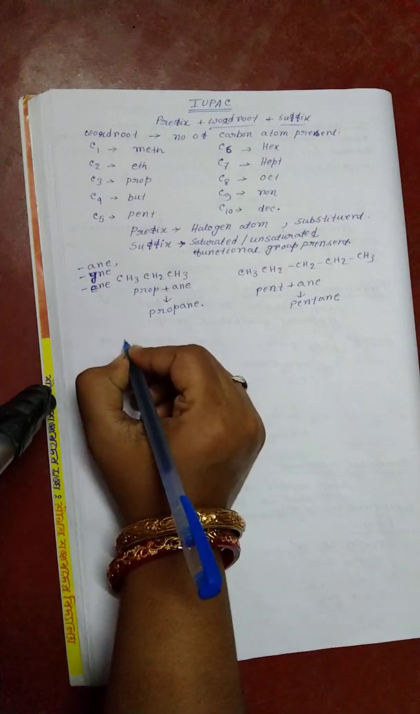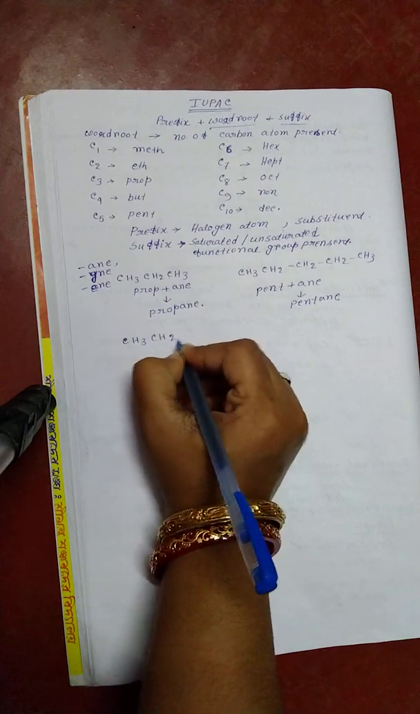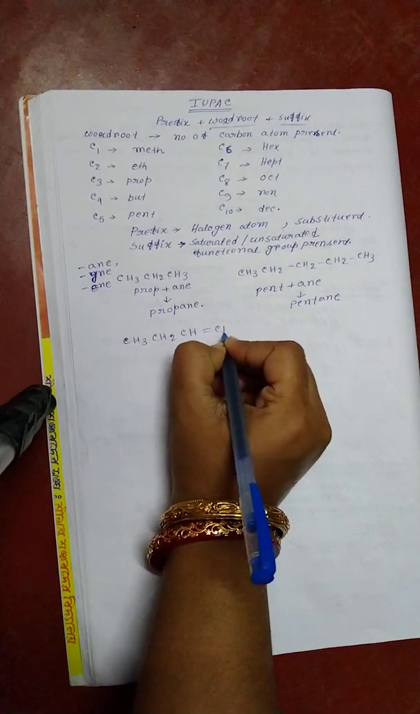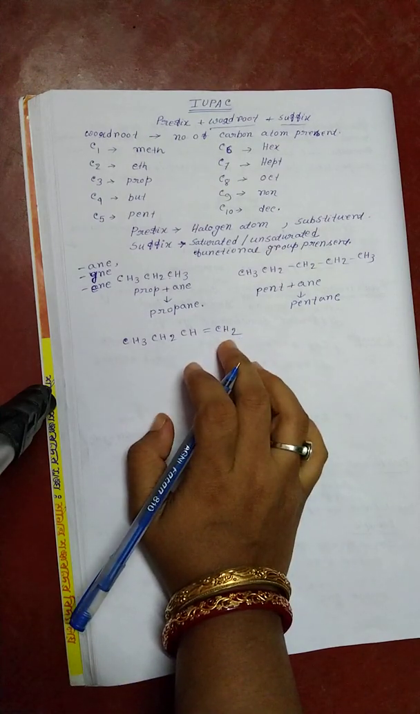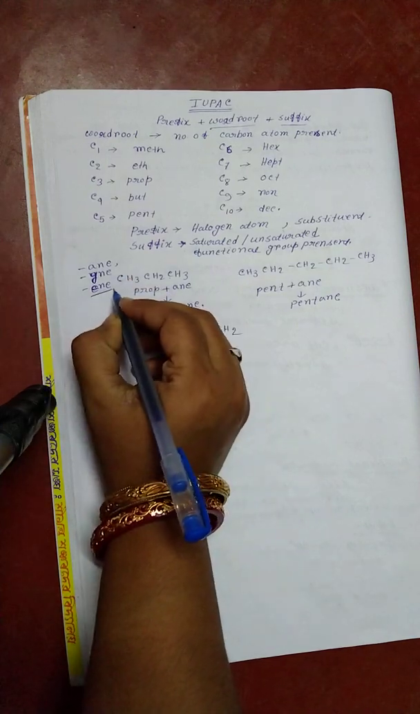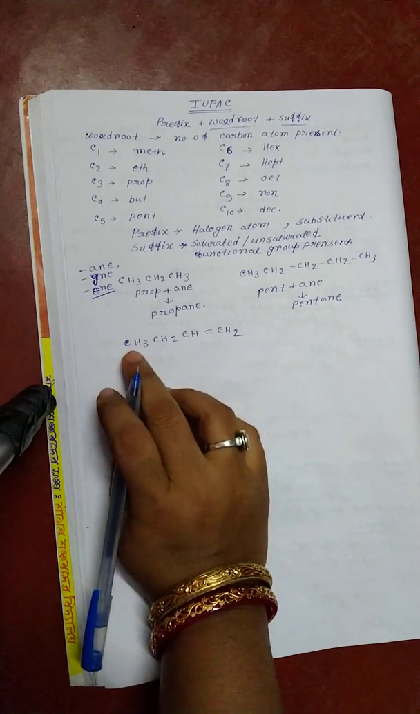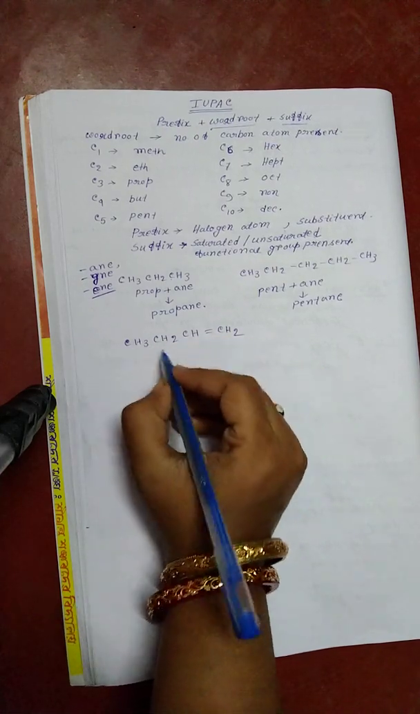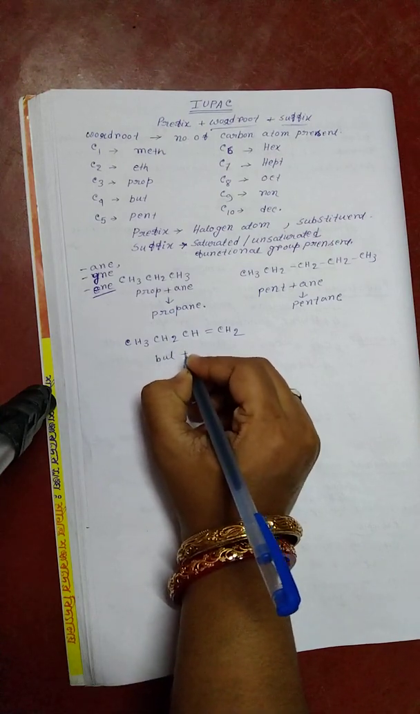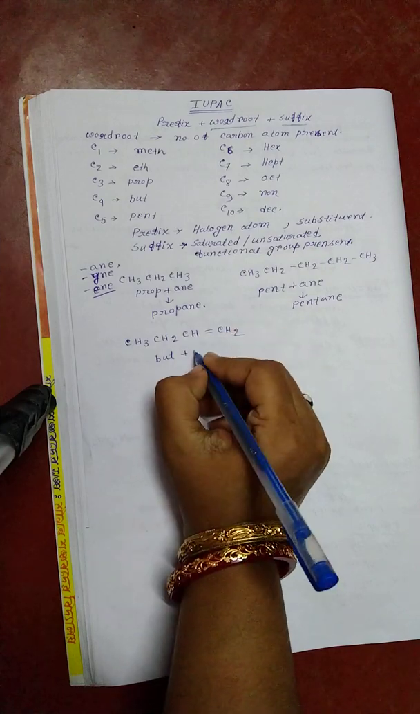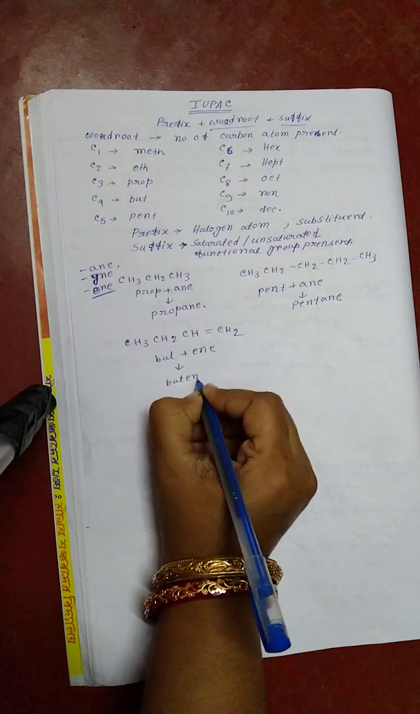Now I am taking one example of alkene. Suppose CH3 CH2 CH double bond CH2, one double bond is present there, so this is an alkene. In case of alkene we all know we use ENE as suffix, and we see the number of carbon atoms: 1, 2, 3, 4. So for 4 we use but as the word root, and for the suffix we write ene, so the name is butene.